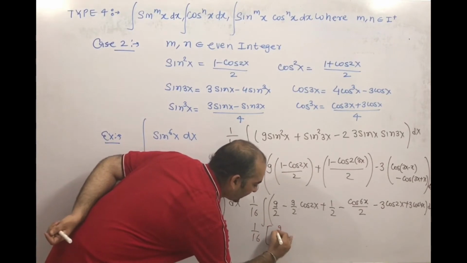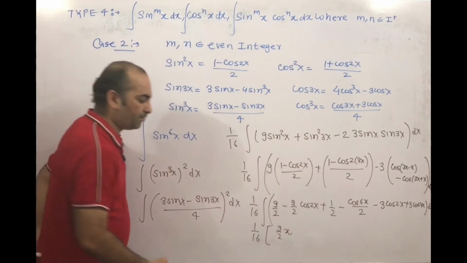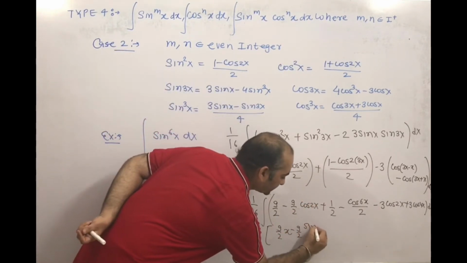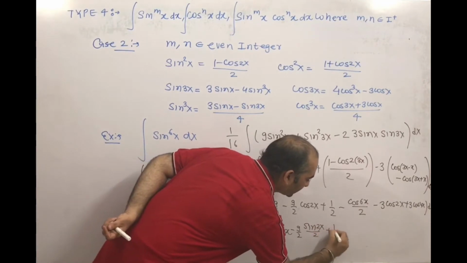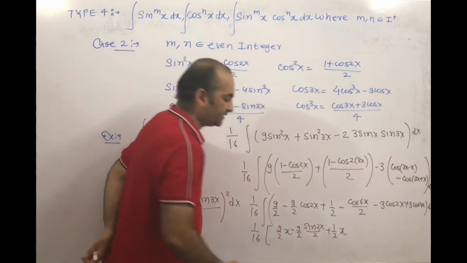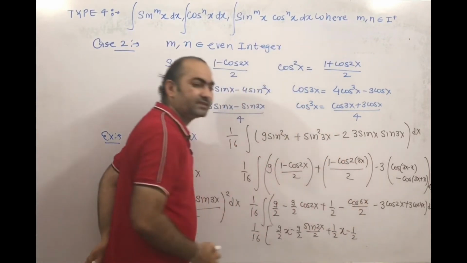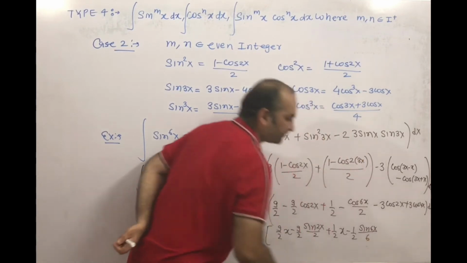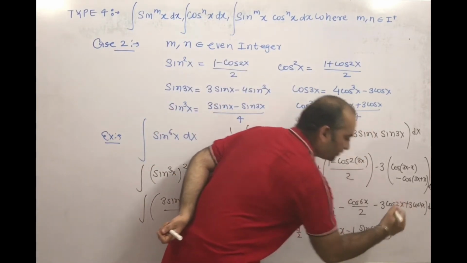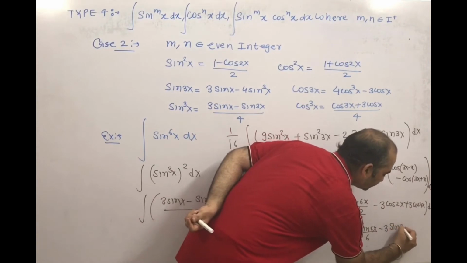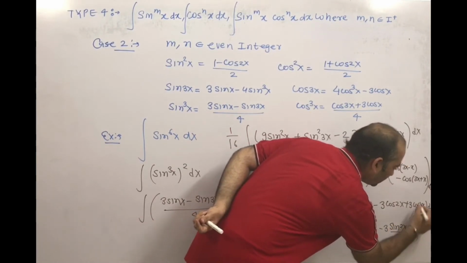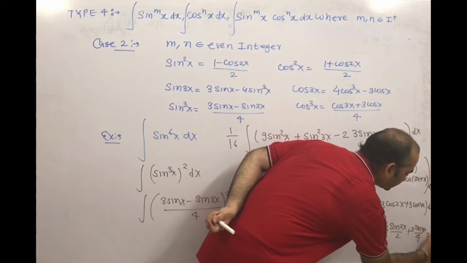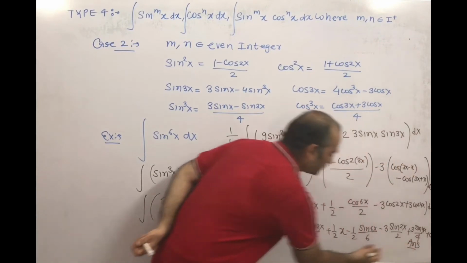This will come out 9 by 2 x minus 9 by 2 cos 2x, integration, what will come? Sin 2x divided by 2, plus 1 by 2 x minus 1 by 2 cos 6x, integration, what will come? Sin 6x divided by 6, minus 3 cos 2x, integration again sin 2x divided by 2, plus 3 cos 4x integration, what will come? Sin 4x divided by 4 plus c. This is your answer. Now we can simplify this one.